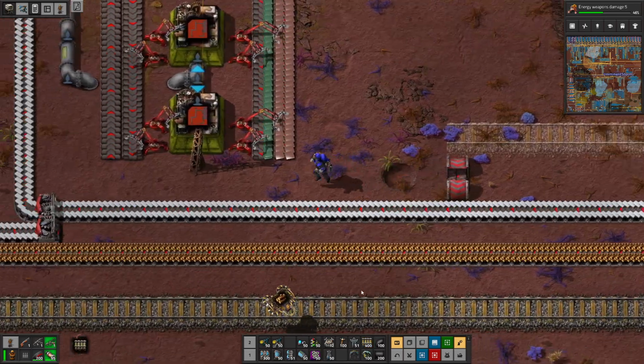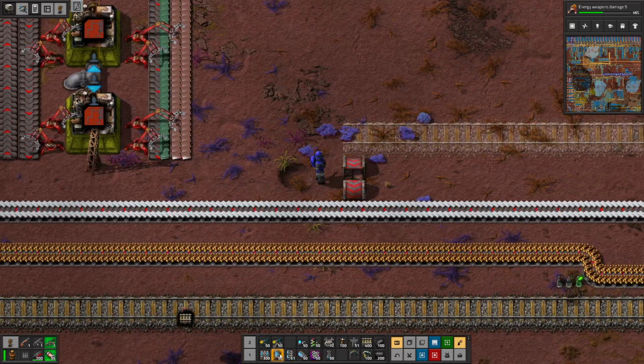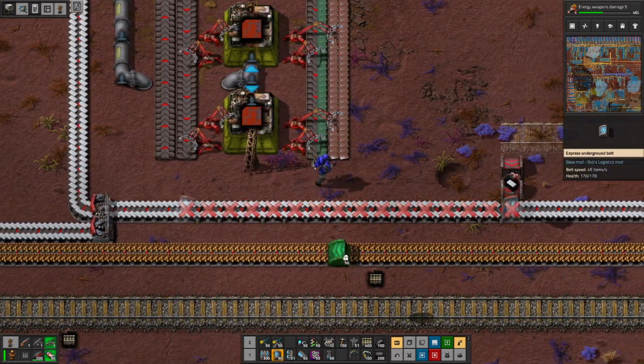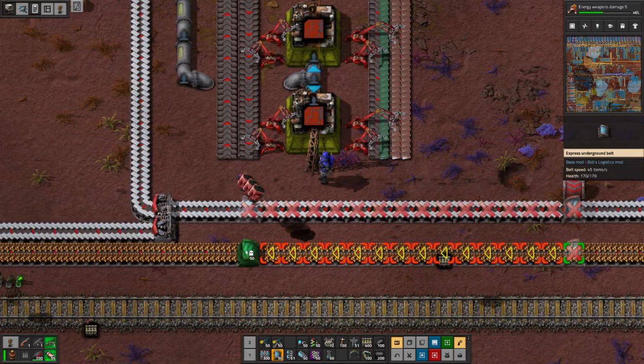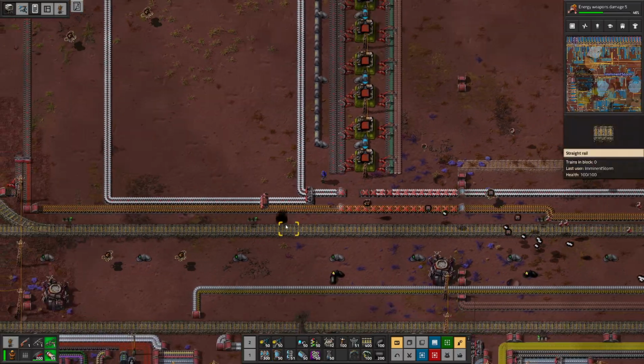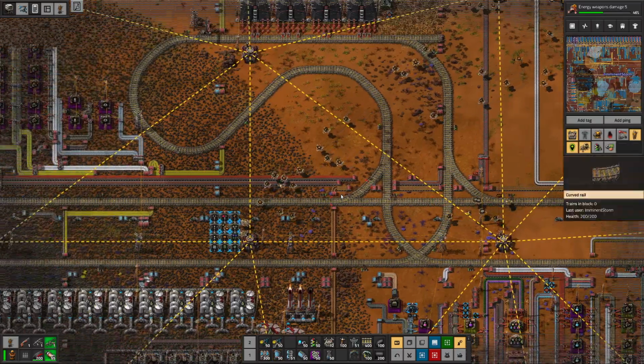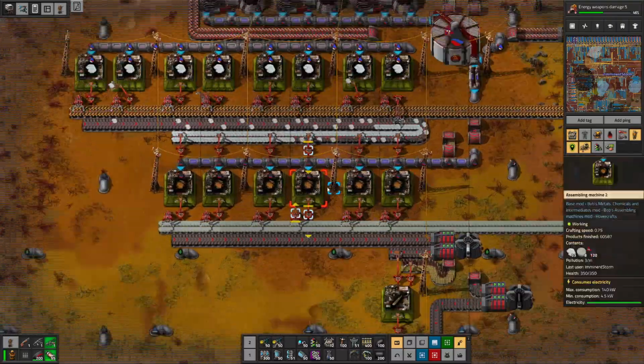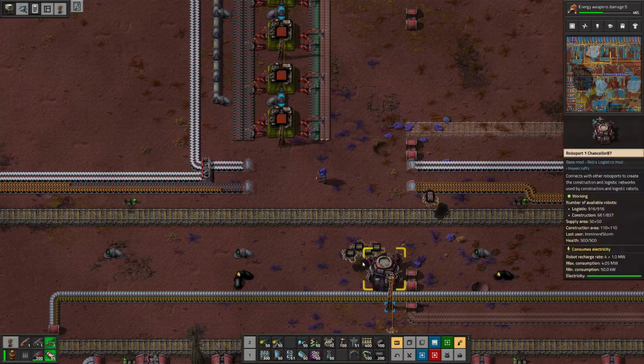Okay. And then we're going to need to send that plastic underground, that wood underground. Where's that wood actually going? Okay, it's being used. Okay, no problem.